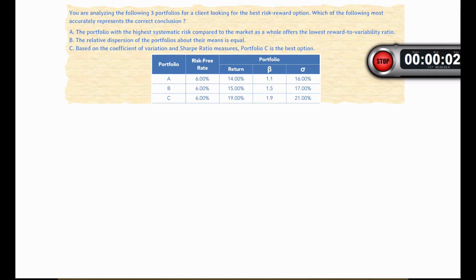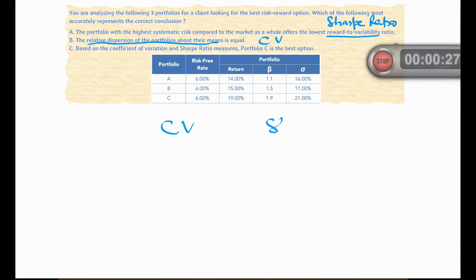Now here we're given 3 portfolios and we're asked to pick the best risk-reward option. We should recognize that reward to variability essentially is talking about the Sharpe ratio, and relative dispersion about the mean is referring to the coefficient of variation. So let us compute these 2 parameters for each of the portfolios given.